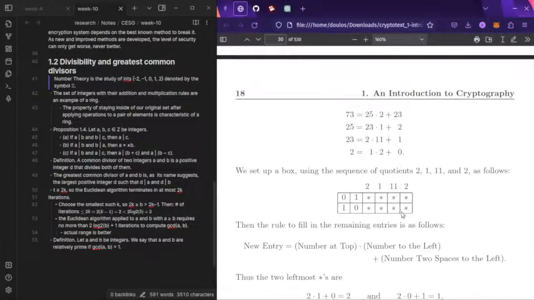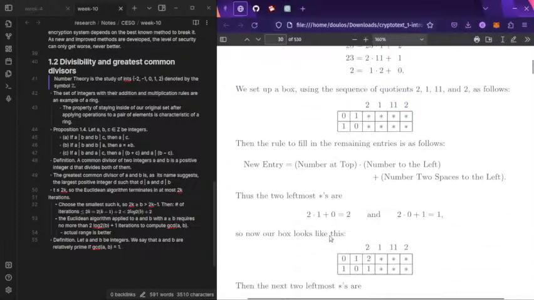We set up a box using the sequence of quotients as follows: 2, 1, 11, and 2. So the quotients 2, 1, 11, and 2. The remainders. And for some reason, my brain is having a hard time with this. But you put 0 and 1, and then 1 and 0, so like you flip the bits or whatever in these boxes.